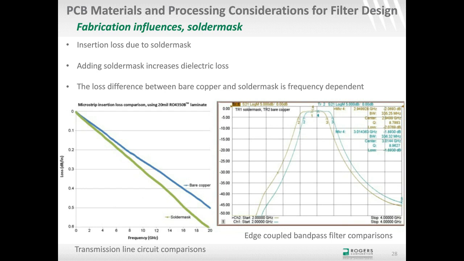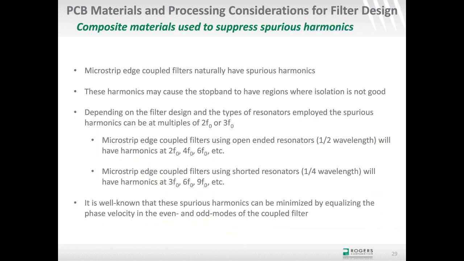Now on to using composite materials to suppress various modes or various harmonics in microstrip edge-coupled filters. These spurious harmonics are basically harmonics that are not desired, and they can cause problems with isolation in the stop band. They can cause a lot of problems in a lot of different areas of the filter. To begin with, these spurious harmonics are kind of natural by design for edge-coupled filters. Edge-coupled filters use open-ended resonators that are half wavelength. The harmonics are usually even order, so it's usually 2F0, 4F0, 6F0, and F0 is the center frequency of the resonator or the filter.